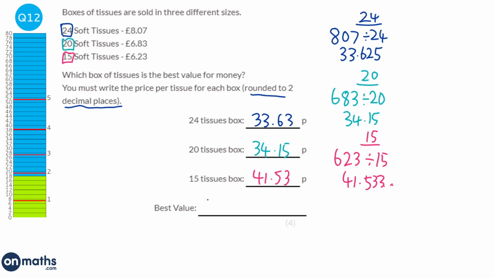The best value is the 24 tissues box. Now there's such a thing as buying in bulk. Generally, the more you buy of something, the cheaper it is. Don't rely on that, both in the GCSE exam and in real life. Sometimes in real life, if you buy more of an item, per tissue it actually becomes more expensive, especially if there's a special offer on the smaller box.